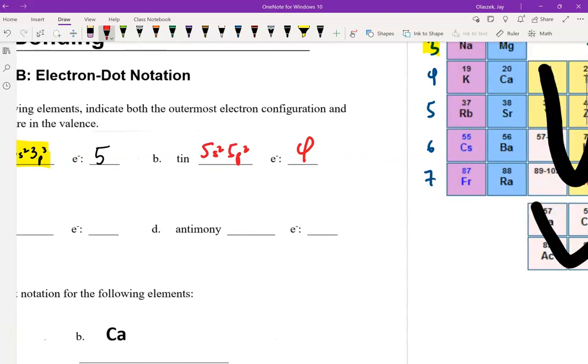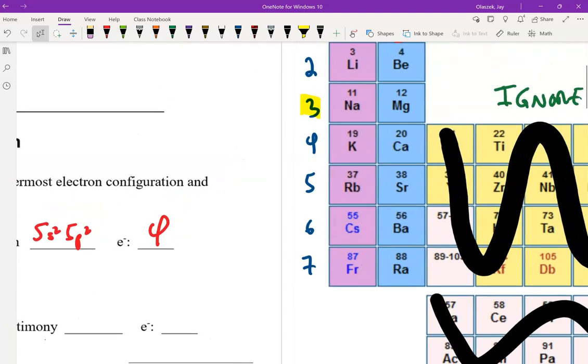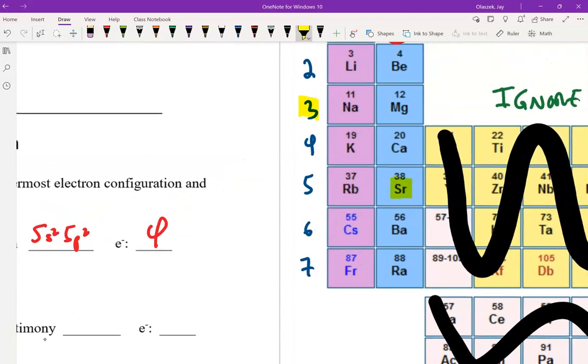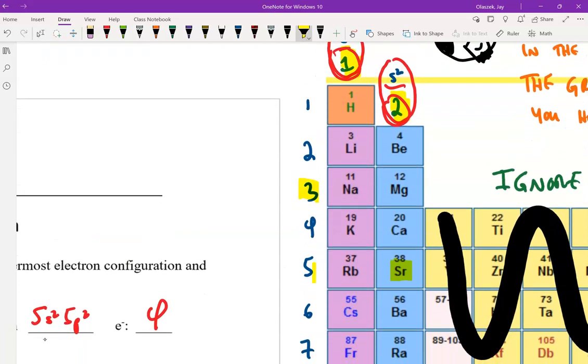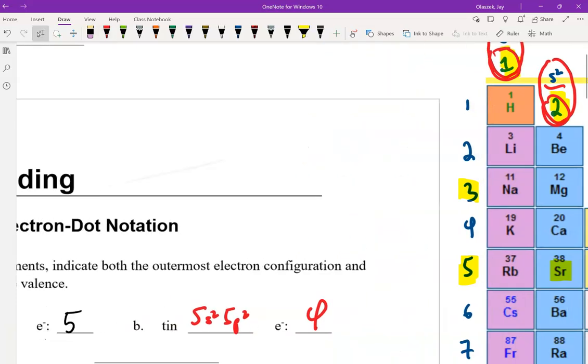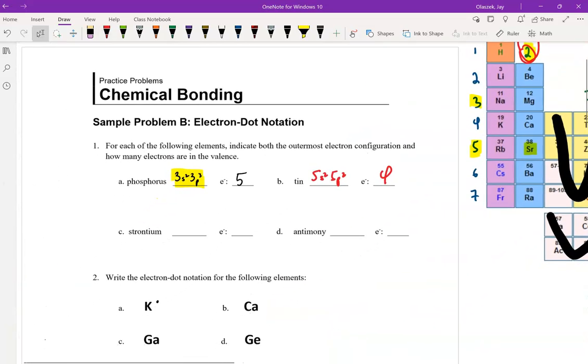Here is strontium, right here. Oh, so close. Isn't that nice and convenient? Strontium is in group 2. Its electron configuration ends s2, and it happens to be in row 5. So we're going to say it's got an electron configuration that ends 5s2. That means it has 2 electrons.